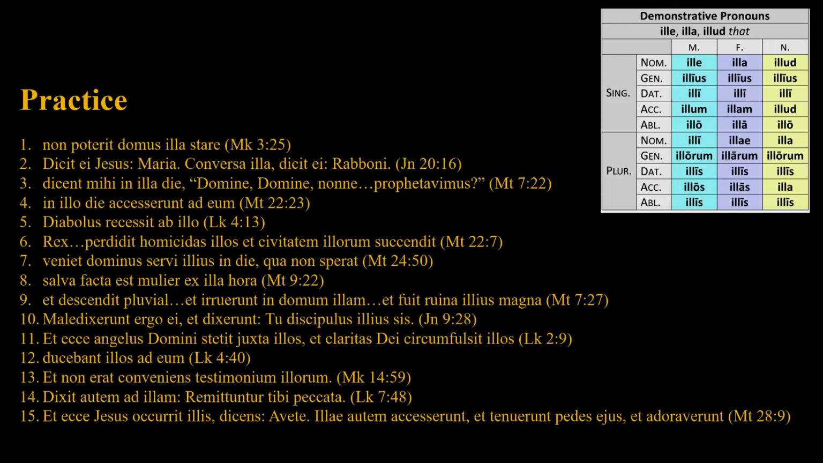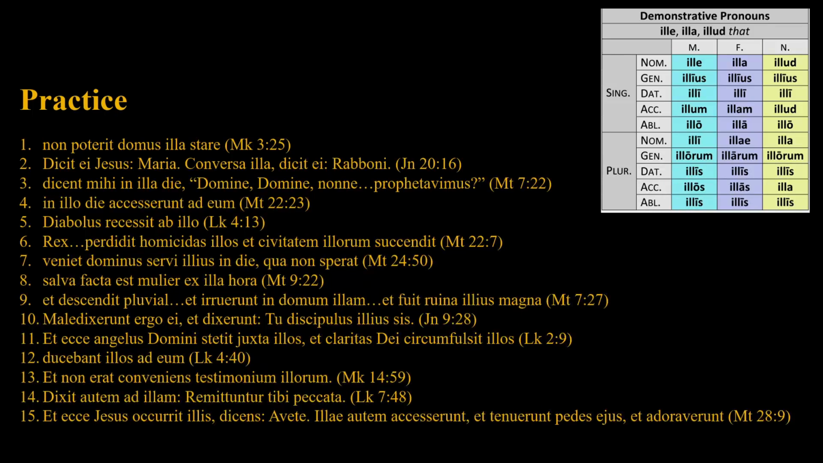Okay? 12. Ducebant illos ad eum. Ducebant illos ad eum. They were leading them to him. Ad eum, to him. Illos, them. Okay, and so we'd have to look at the context to know exactly who the illos is, but the illos is referring to multiple masculine things.